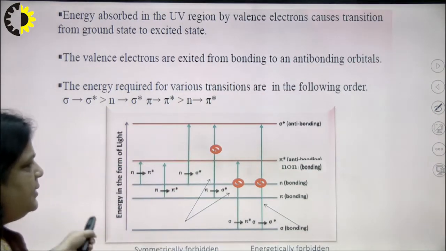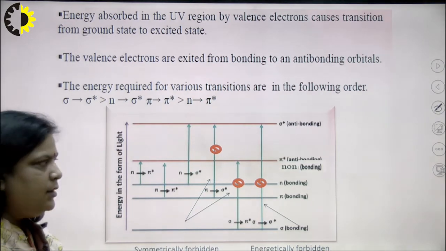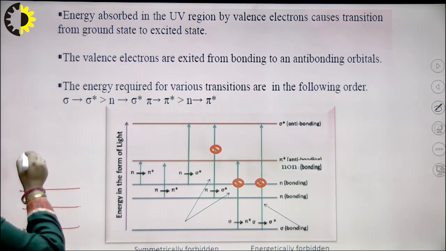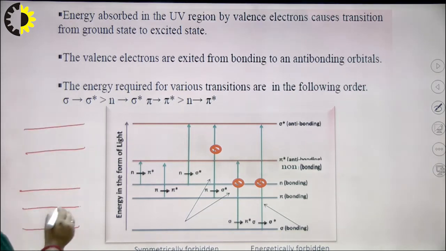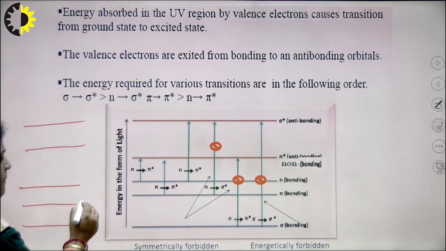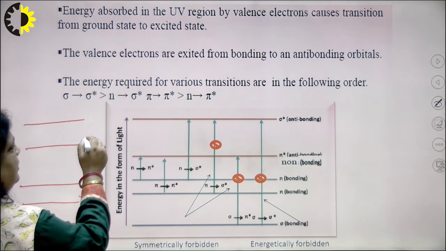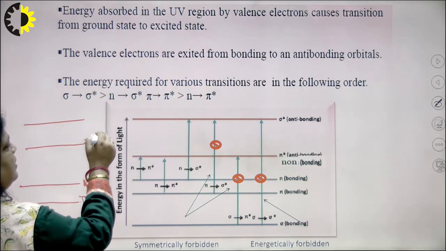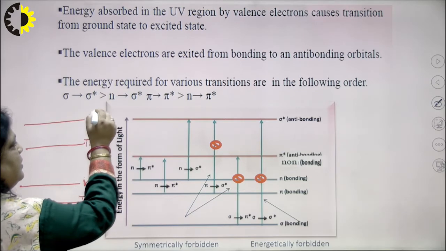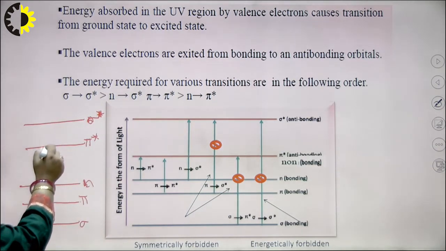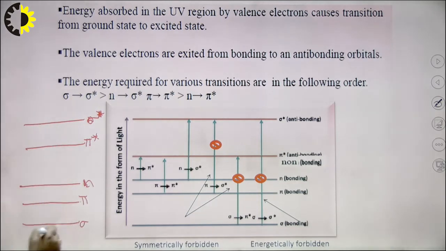Now, this is the transition point, and if it is not clear, I will make this. So, lower sigma, pi and n, which are bonding. At higher level, pi star, n star and sigma star, which are anti-bonding. These two are LUMO and these 3 are HOMO.